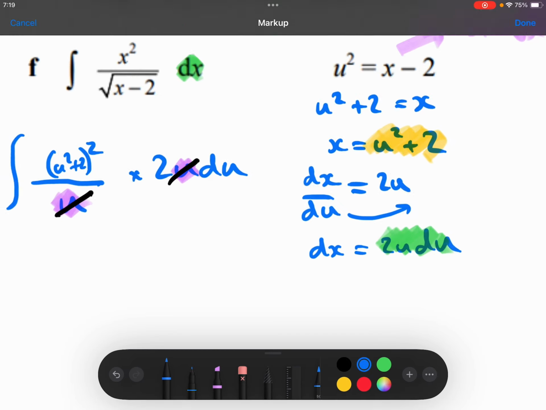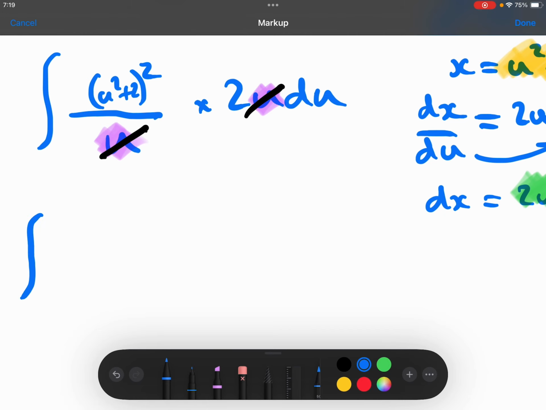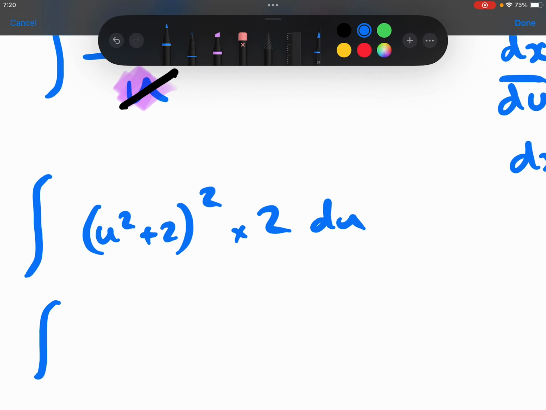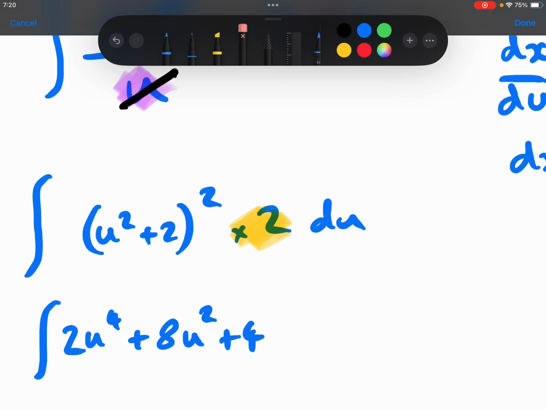Right, so after all of that work, what are we left with? We've got the integral of u squared plus 2 squared multiplied by the 2 with respect to u. Right, let's expand these brackets out. So the u squared will be u to the power 4. Then I've got 4 lots of u squared plus 4. But all of that needs to be multiplied by this 2 here. So 2 of those. We'll have 8 of those. And we'll have the 8 on the end.